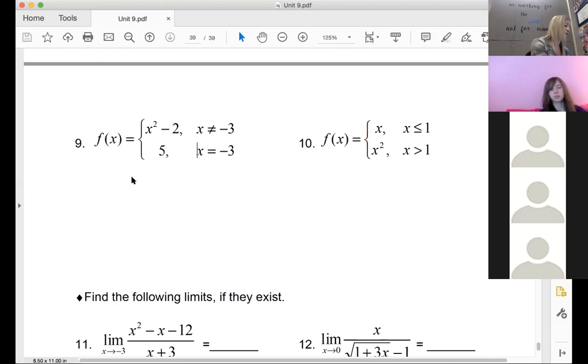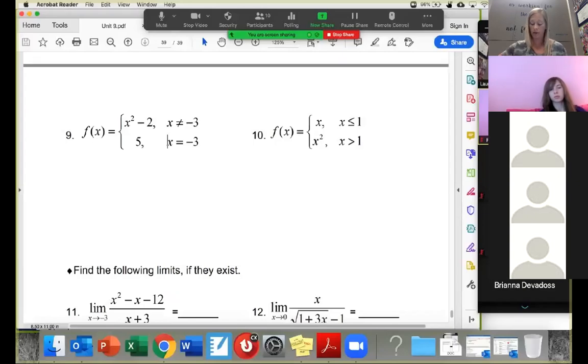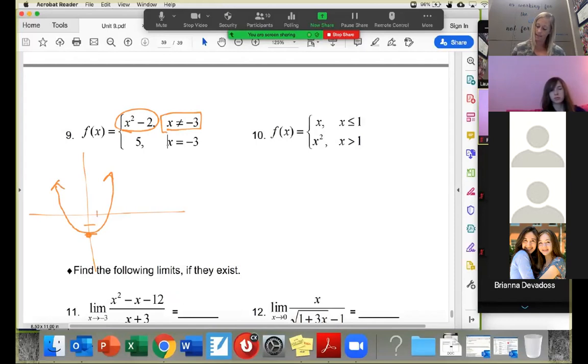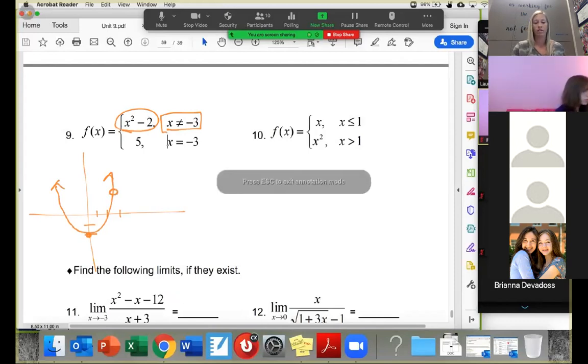So here is what this piecewise function is telling you. Your function is defined as x squared minus 2. This is a quadratic, should be easy for us to graph. X squared minus 2 means it has a vertex at (0, -2), would look something like this. And it is defined for x not equal to -3. What is that telling me? It's everywhere but -3, which means that at -3, I'm going to have a hole in the graph.